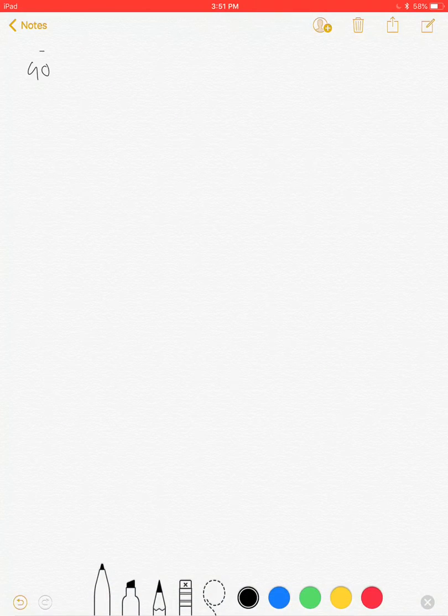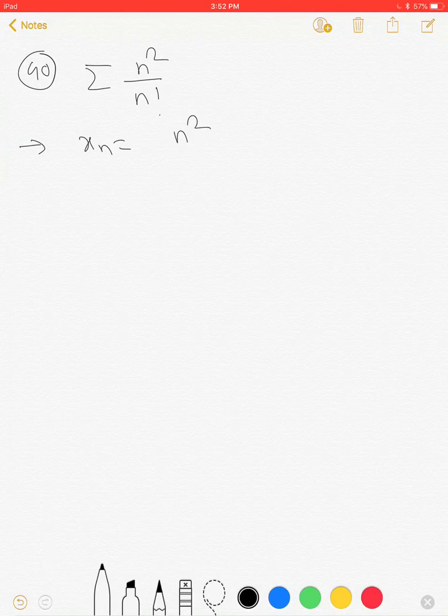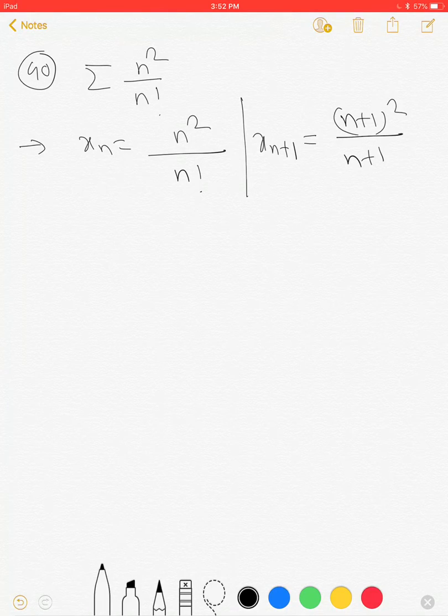Next question, that is question number 40. We have to check the convergence of n square upon n factorial. Similarly, we can use the ratio test here. We take the nth term as n square upon n factorial. If we replace n by n plus 1, then we will get the n plus 1th term, so n gets converted into n plus 1.